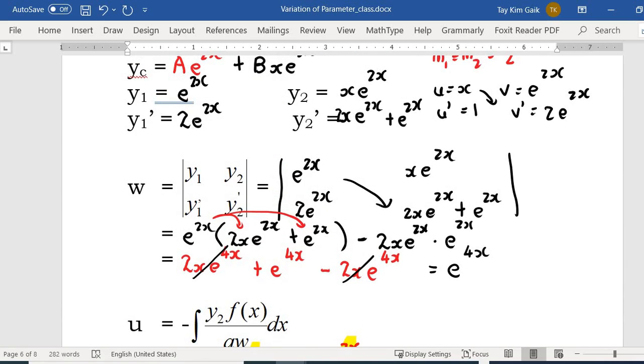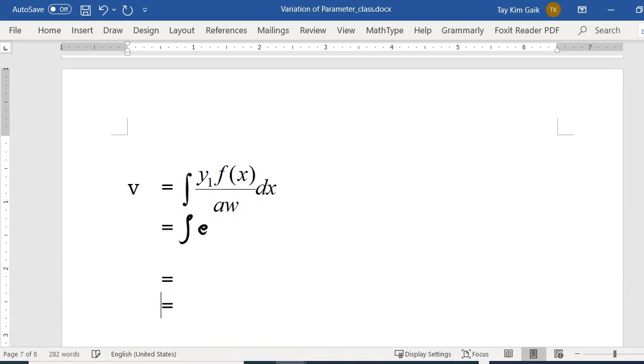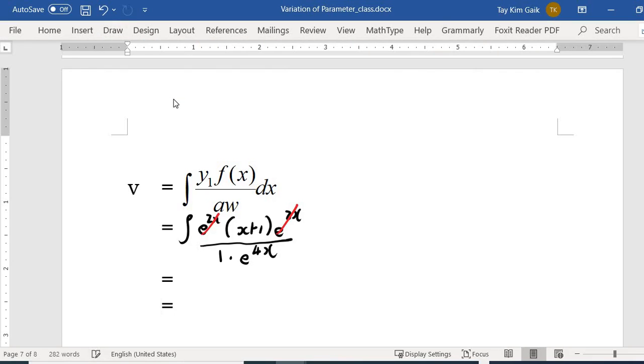Okay, y1 is exponent 2x. Okay, f(x) is x plus 1 times exponent 2x. Okay, a is 1, w is exponent 4x. So exponent 2x times exponent 2x gives exponent 4x, which cancels with this exponent 4x. Then you are just left with the integral of x plus 1 dx, where you get x squared over 2 plus x plus b.